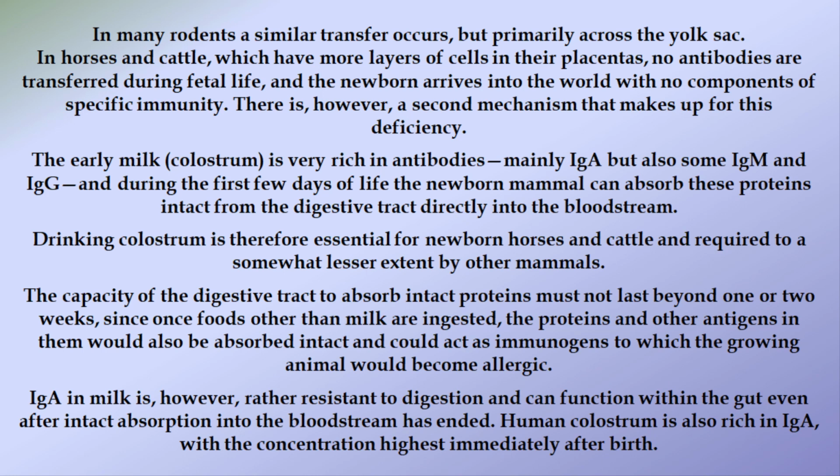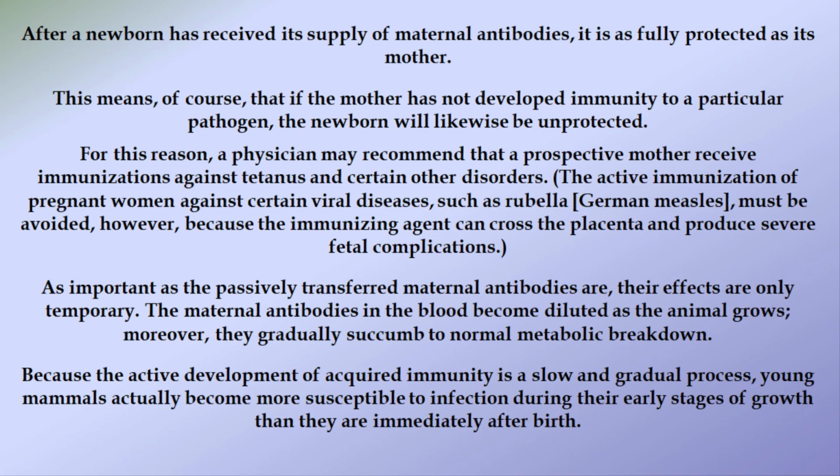IgA in milk is, however, rather resistant to digestion and can function within the gut even after intact absorption into the bloodstream has ended. Human colostrum is also rich in IgA, with the concentration highest immediately after birth. After a newborn has received its supply of maternal antibodies, it is as fully protected as its mother.